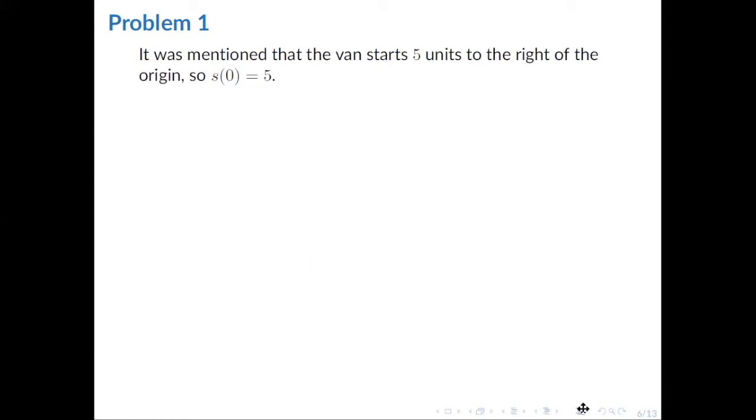Pero it was mentioned na yung van, nagsimula siya 5 units to the right of the origin. So, ibig sabihin nun, at time 0, yung position niya is 5. So, S of 0 equals 5. We substitute this one, no? So magiging ln of the absolute value of 0 plus 1 plus c equals 5. So saan galing yung 0? Sinubstitute lang natin si 0 dun sa t. So ayan, 0 plus 1 plus c equals 5.